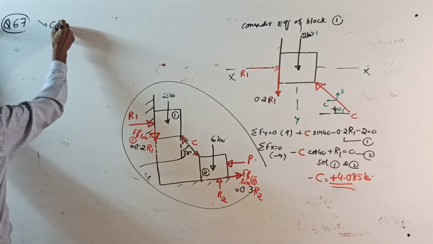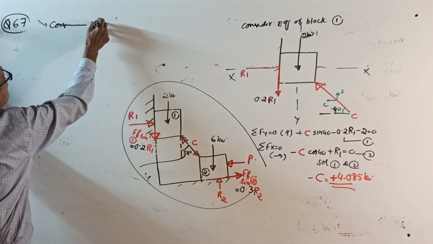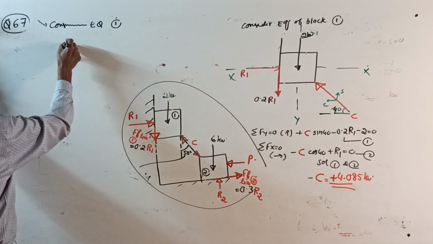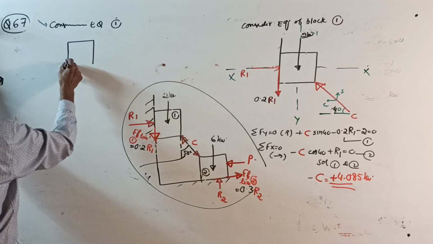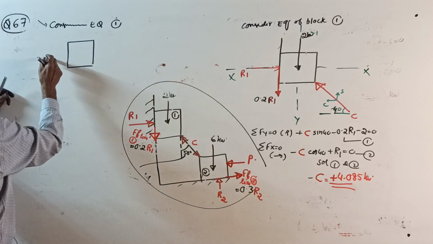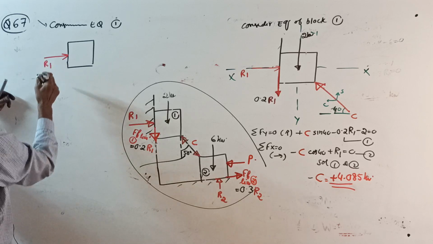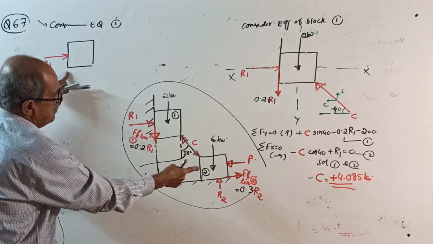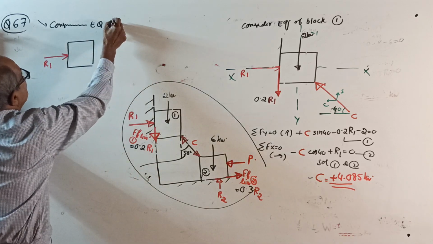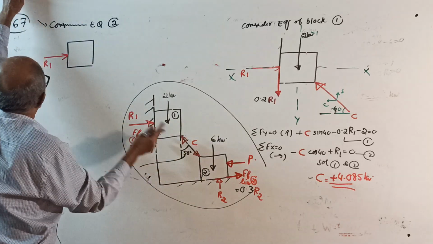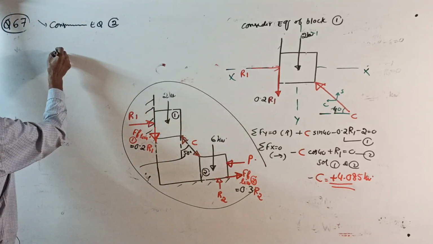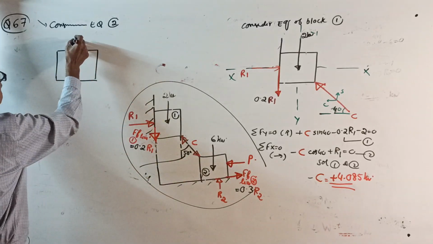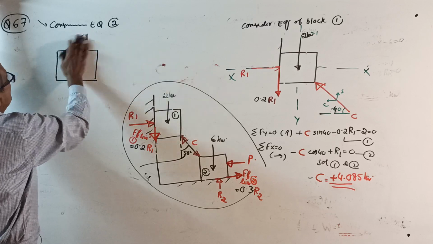Okay. Consider equilibrium of block 1... No, equilibrium of block 2. Block 1 already over. I don't know what is happening today. Okay, block 2. This block. Weight of 6 kilonewton, a little down I write.